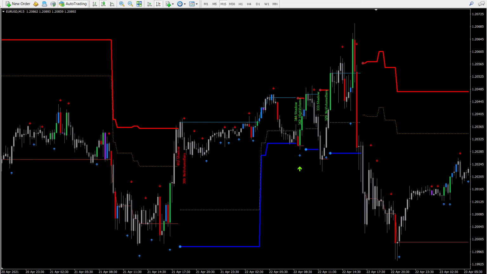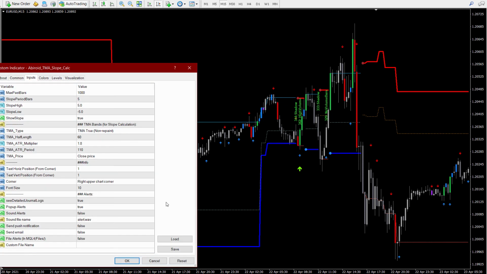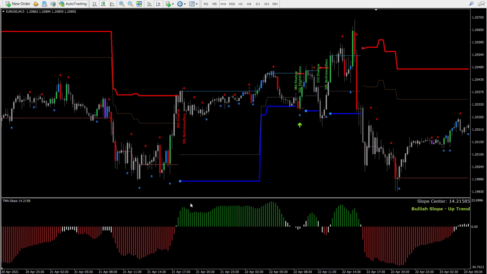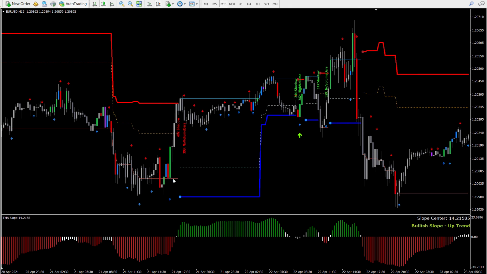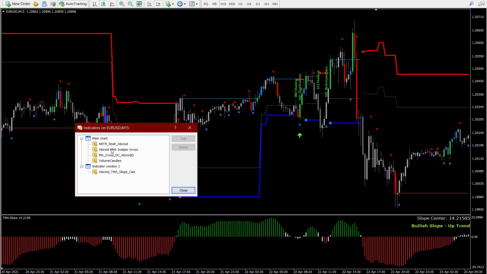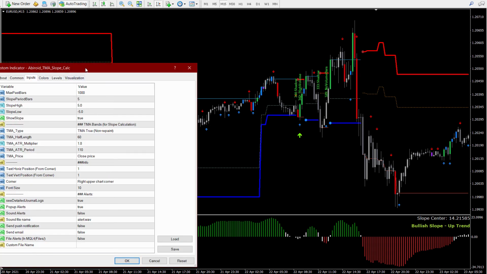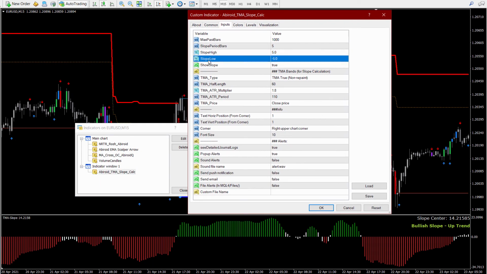Let me just show you the extra indicator that you have for slope check. You have this TMA slope indicator that I will provide in the extras folder and right here. So when the TMA lines are going upwards, you will get a green slope. When they are going downwards, you will get a red slope. And you can always set the slope calculation threshold, so high and low threshold, and you can set the TMA type over here.